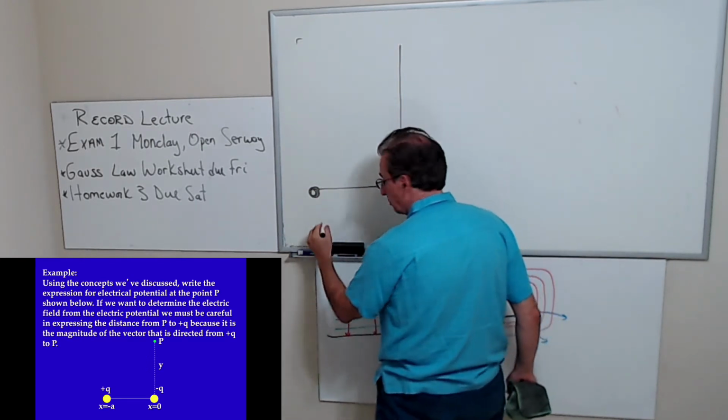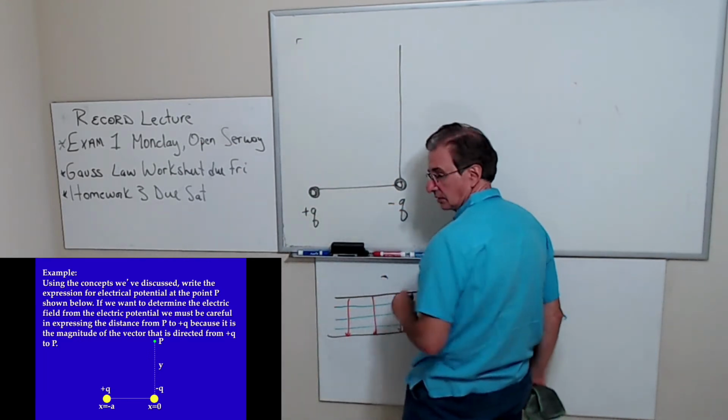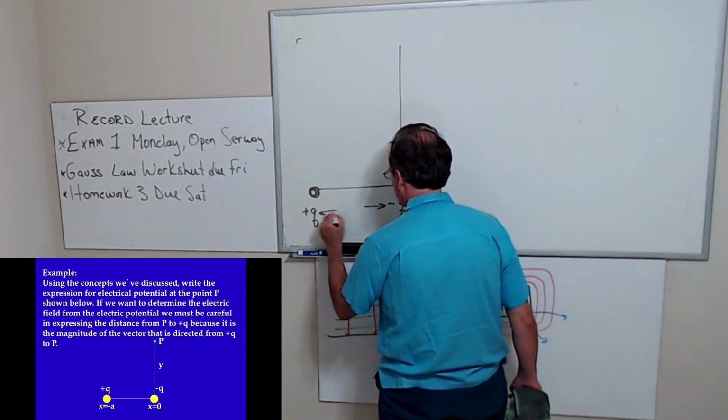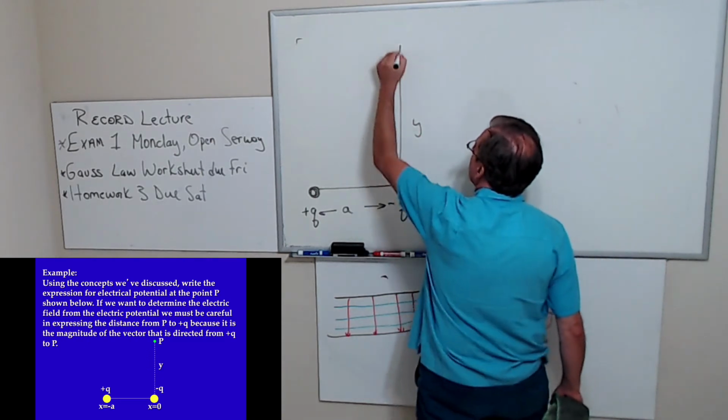So this charge is plus Q. This charge is minus Q. The distance between them is A. This distance is Y. And here's point P.